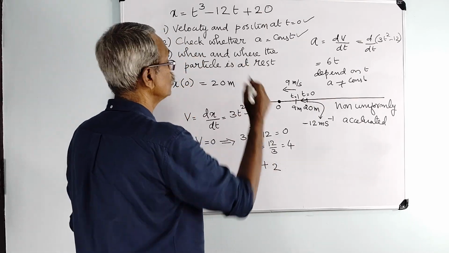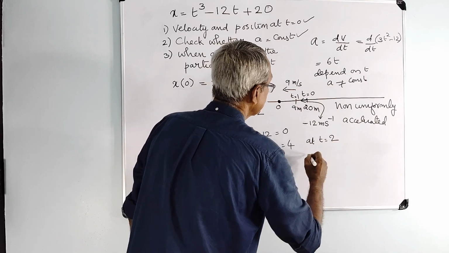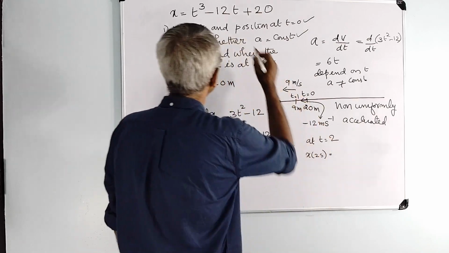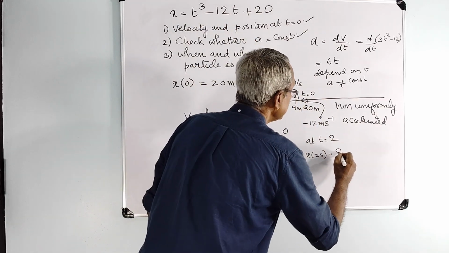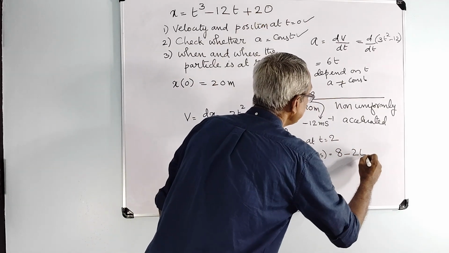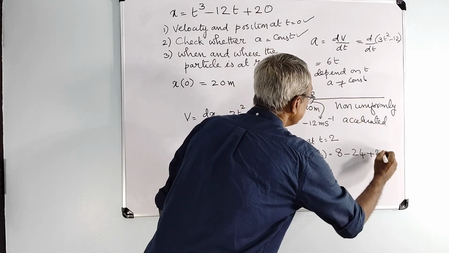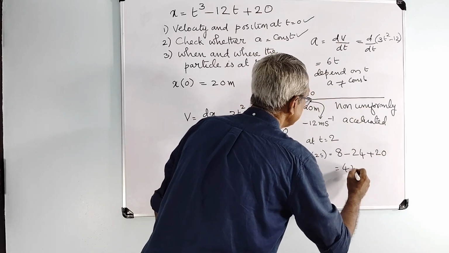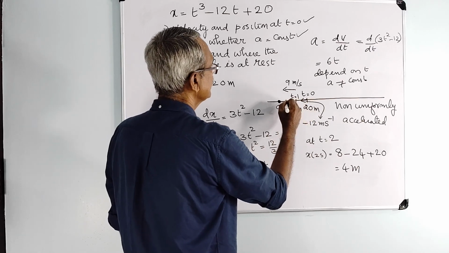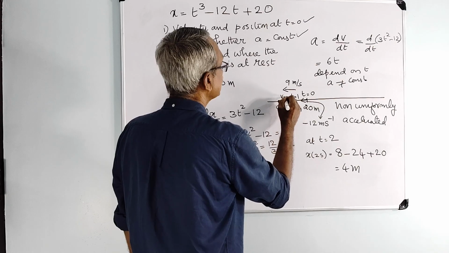At t is equal to 2, x will be equal to t cube, that is 8, minus 12t, that is 24, plus 20, that is equal to 4 meter. Therefore, the particle reaches here. Say this is 4 meter. Here the particle will come to rest.